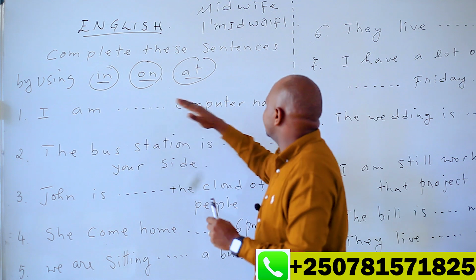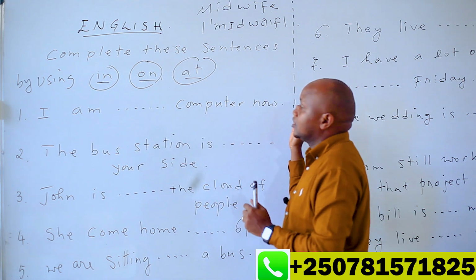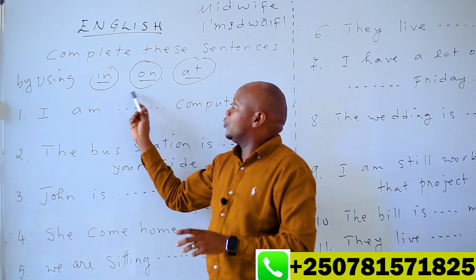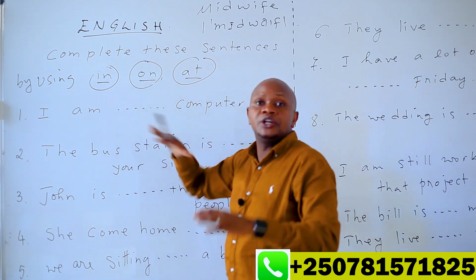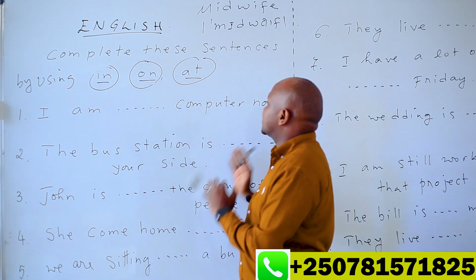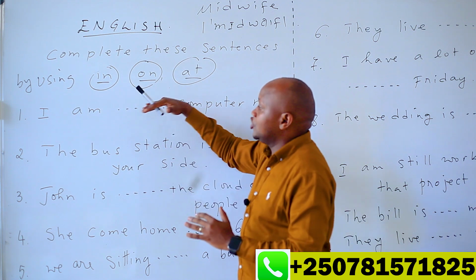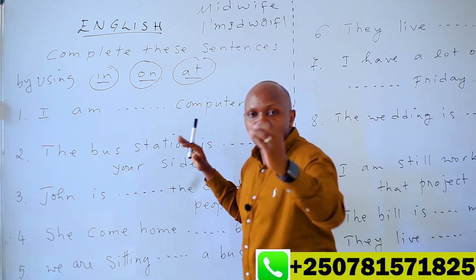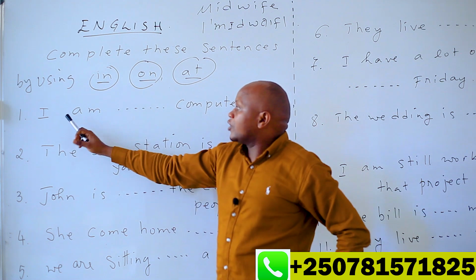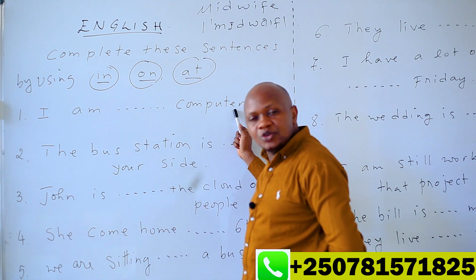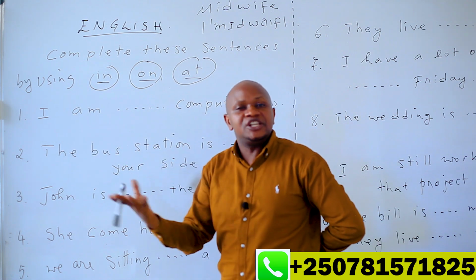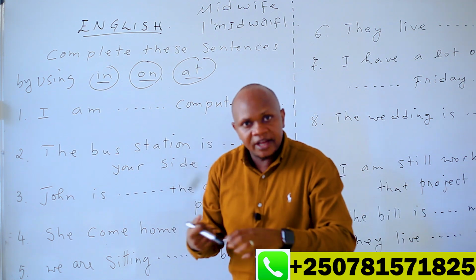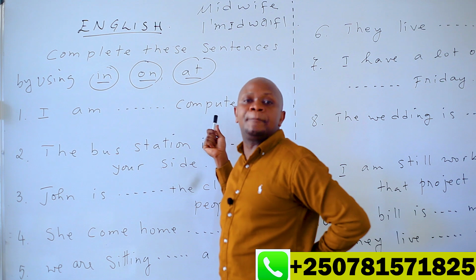I am dash dash dash computer now. Which preposition can you put here in order to have a meaningful sentence? Kugira ngo tugire interuro yumvikana, turavuga ngo I am in the computer. Iyo ushaka kuvuga ngo ndi kuri machine, ndi kuri computer, ndi kuri mudasobwa, ndi kuyikoresha. Uzavuga I am in the computer.